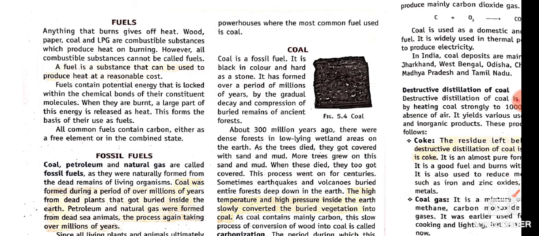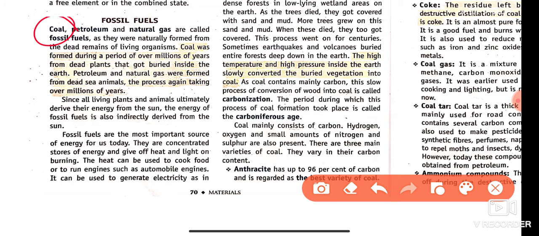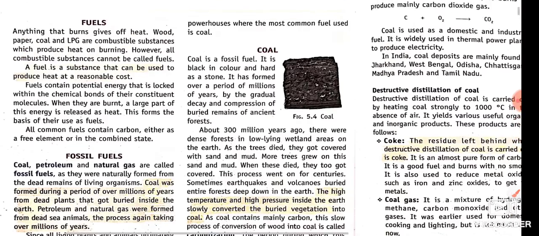Now, next is fossil fuel. What are fossil fuels? Fossil fuels are those that are made from ancient animals and plants that were buried under the soil for millions of years. Due to high pressure and temperature and the lack of air, they were converted into coal and petroleum. They are known as fossil fuels. For example, coal, petroleum and natural gas are fossil fuels. So let us discuss how they are made.